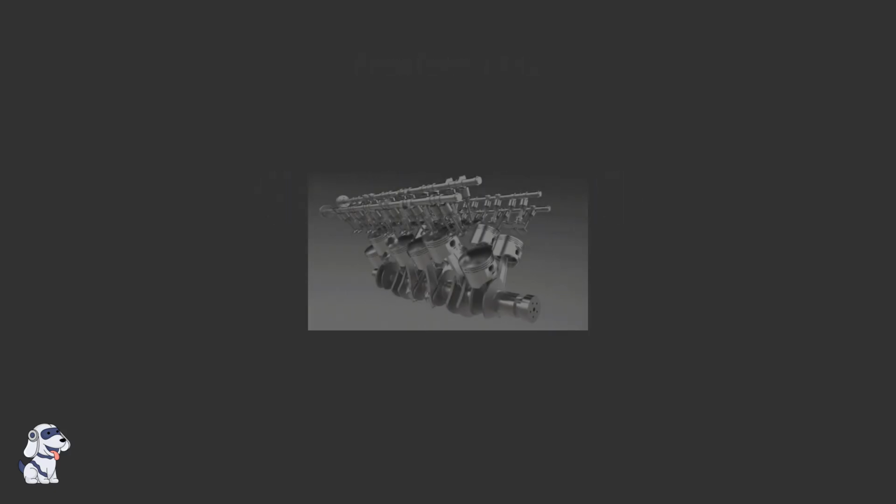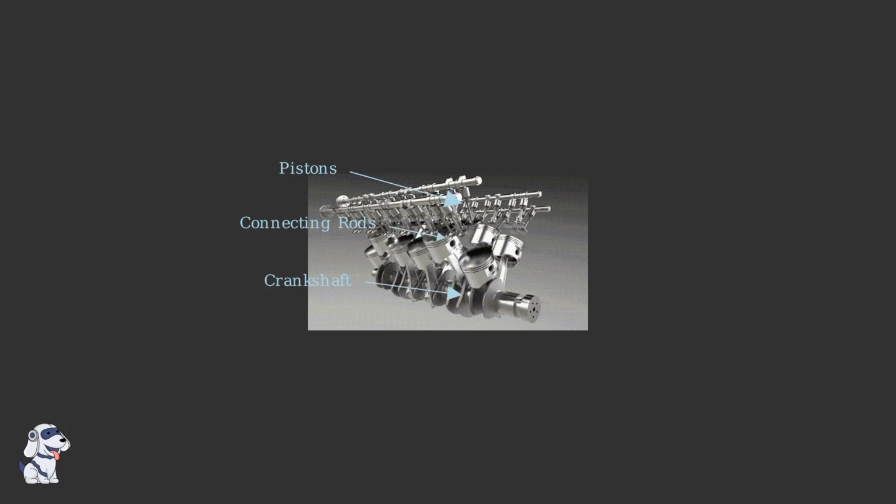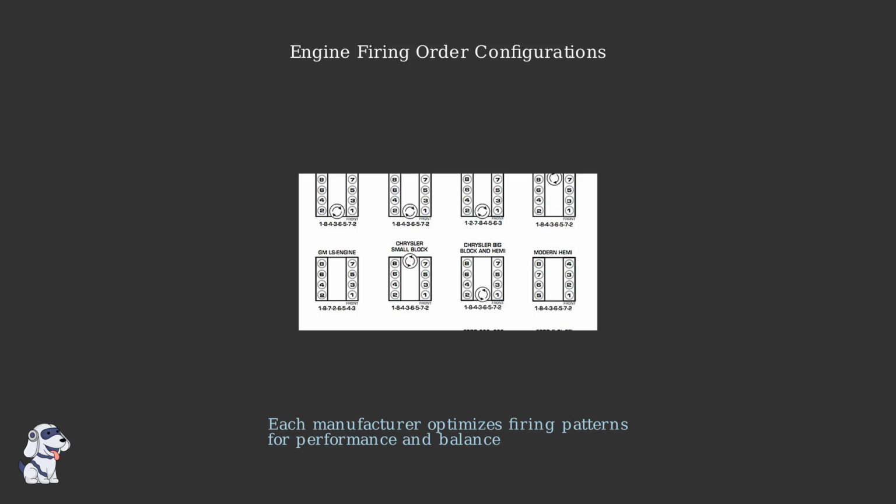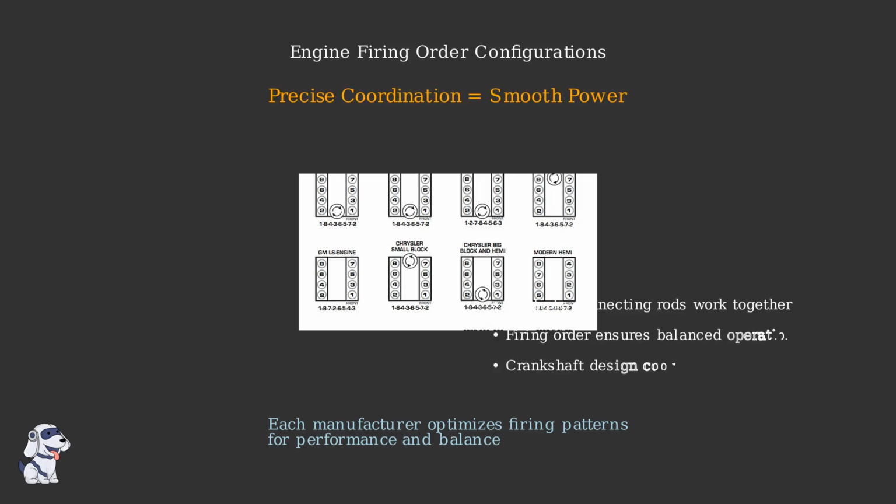Here we can see the actual internal components of a multi-cylinder engine. Notice how multiple pistons and connecting rods are arranged along the crankshaft. Different engine manufacturers use various firing orders and cylinder arrangements. Each configuration is optimized for specific performance characteristics and engine balance requirements. The coordination of multiple connecting rods in multi-cylinder engines is essential for smooth operation. This precise timing and balance allows modern engines to deliver consistent power while minimizing vibration and maximizing efficiency.